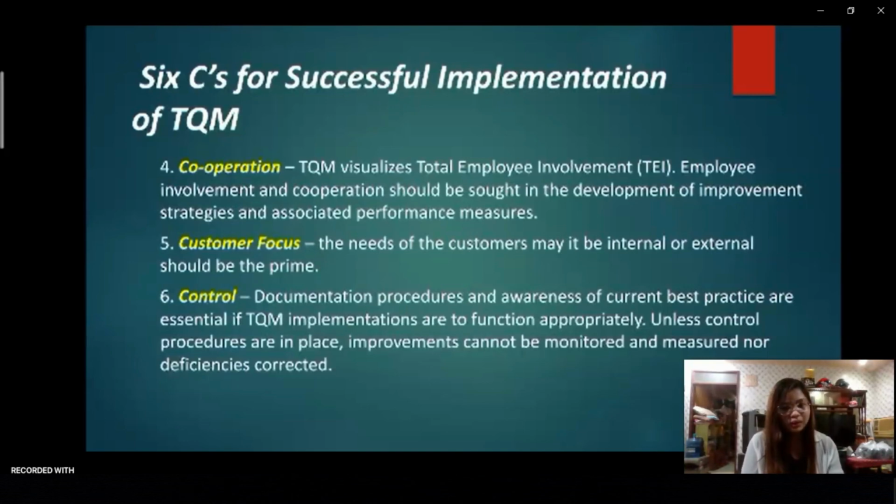And lastly, control. Documentation and awareness of best practices must be well managed.